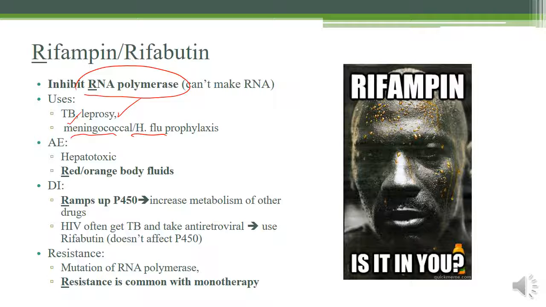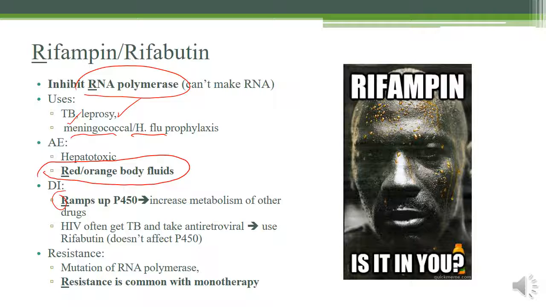Some bad side effects that you want to look for with rifampin are hepatotoxicity, but the most common complaint is going to be the red or orange body fluids, and that's another R, reddish orange body fluids that build up. The drug interaction is that it ramps up, that's another R that you get with rifampin, it ramps up the P450 mechanism.